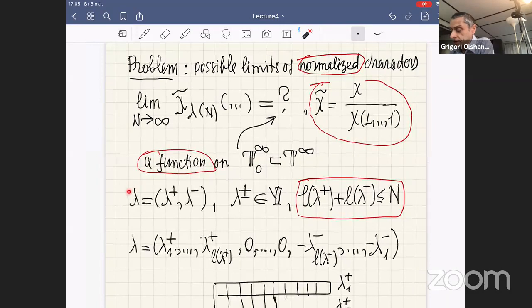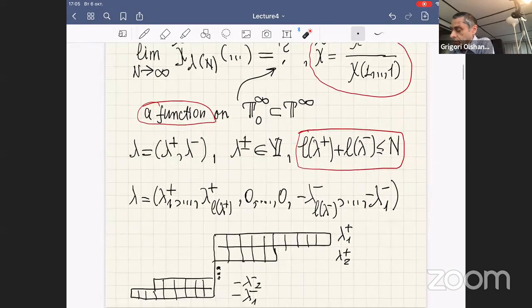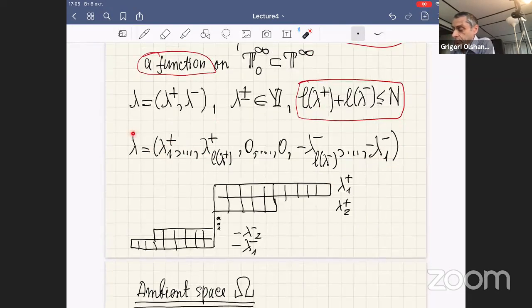So I recall that a signature can be viewed as a pair of two Young diagrams, lambda plus and lambda minus, which are responsible for positive and negative coordinates. So the only restriction of this pair is that the lengths of the two in sum do not exceed the capital N. So the picture is as follows. We assume that our signature looks as follows.